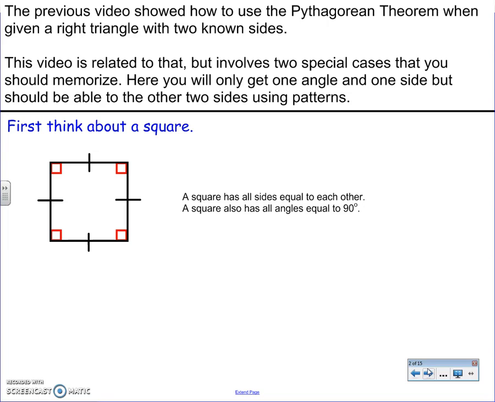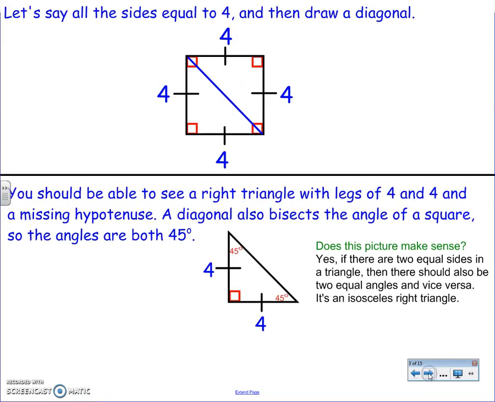A square, you should know, has all sides equal to each other and all angles equal to 90 degrees. So there's a little picture. Let's say all the sides are equal to 4, so I put 4 for every side, and we're going to draw a diagonal. Once I draw the diagonal, you should be able to see a right triangle with legs of 4 and 4 and a missing hypotenuse. A diagonal does bisect the angles of a square, so the angles are both 45 degrees.